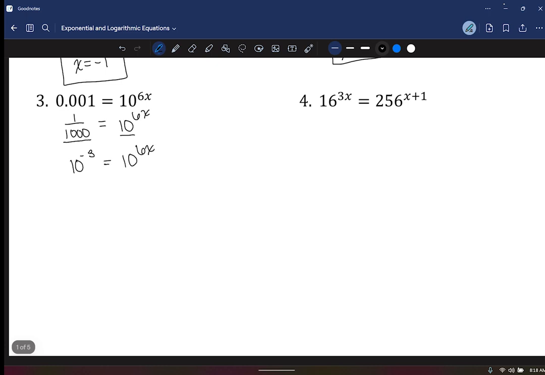So now that my bases are the same, I set the exponents equal to each other. So -3 equals 6x. Divide by 6. So x is -1/2.